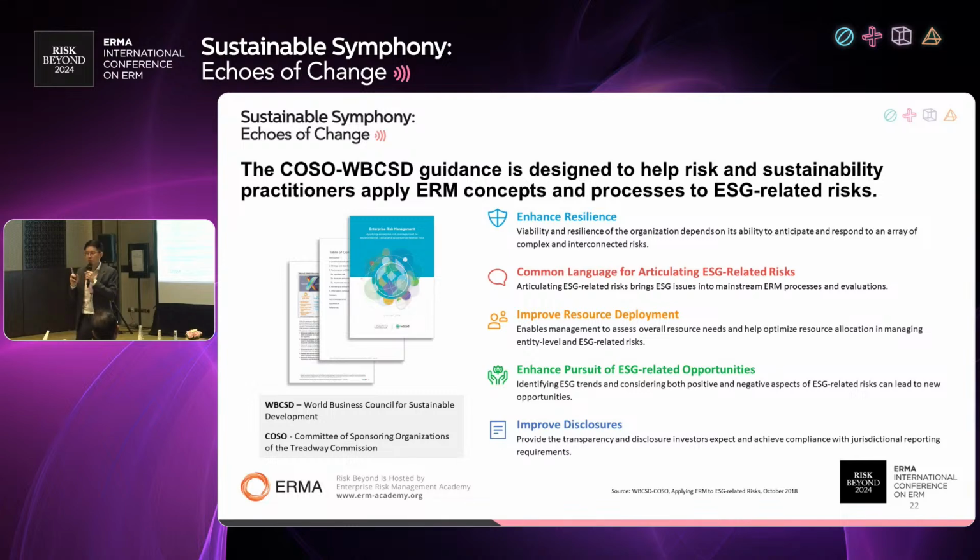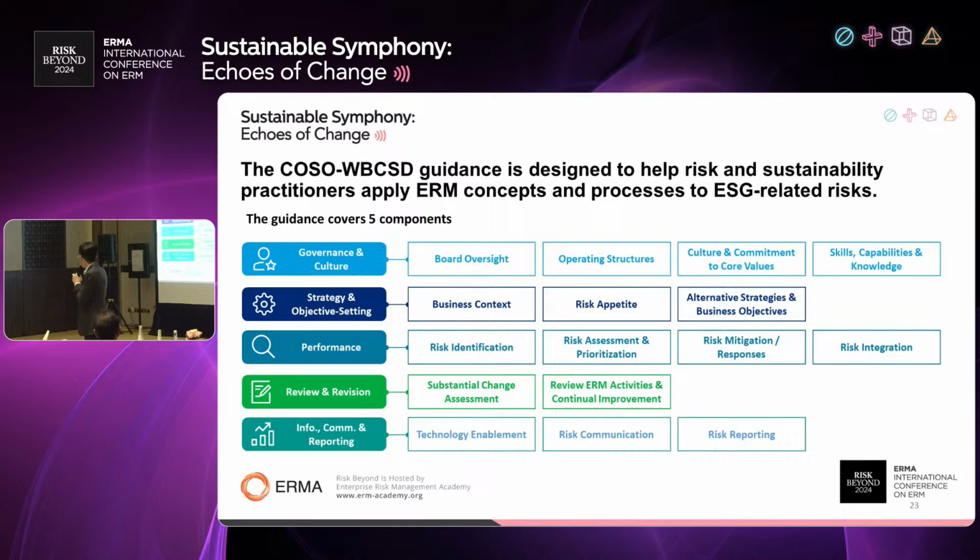Some of you may be familiar with the COSO ERM framework. This is an evolution of that. So now it is the COSO ERM ESG framework. And this, I believe, is publicly available. It's by the World Business Council for Sustainable Development, as well as COSO. And what COSO has done intentionally is to keep the principles and the components of this framework with the original ERM framework exactly the same.